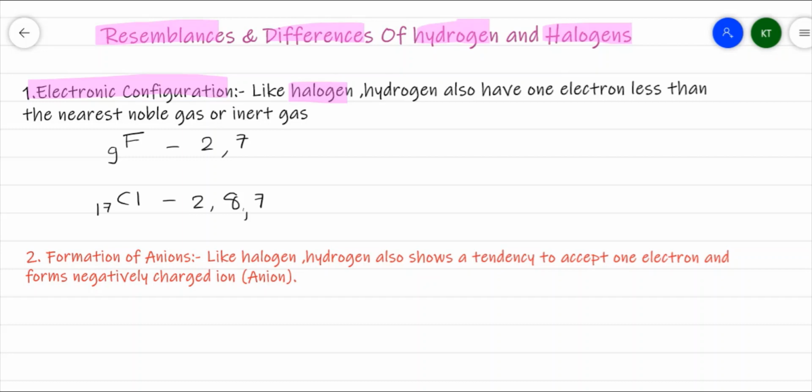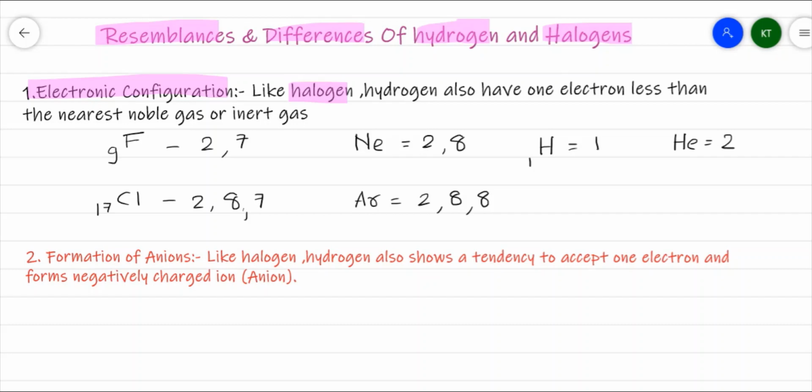Now fluorine has one electron less than the nearest noble gas, that is neon, electronic configuration 2,8. Chlorine has one electron less than the nearest noble gas, that is argon, having electronic configuration 2,8,8. Now if I take hydrogen, which has atomic number 1, electronic configuration 1, it has one electron less than the nearest noble gas, that is helium, electronic configuration 2.